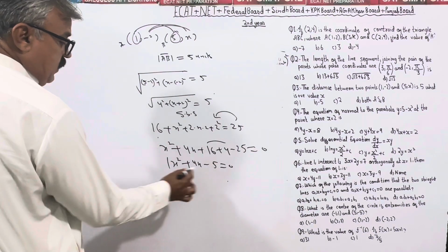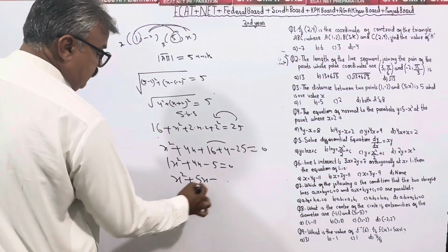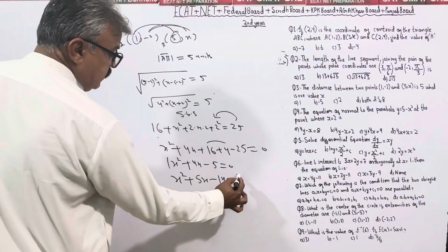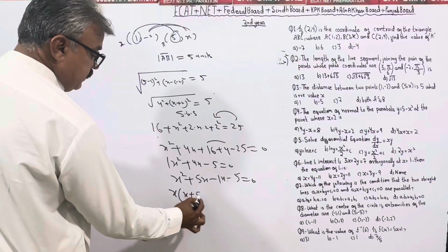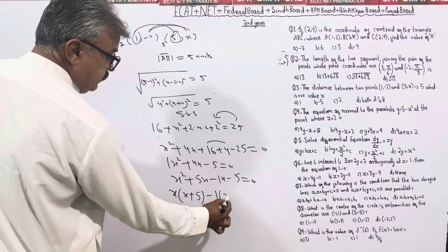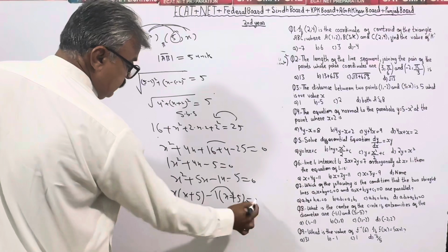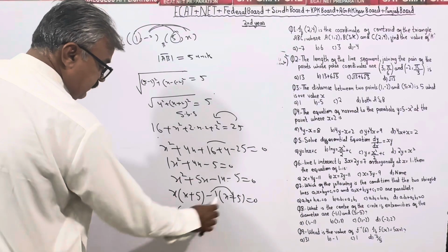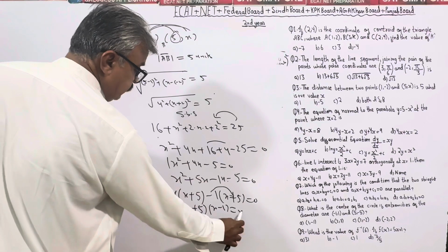Do the middle term breakup: 1 and 5, 5 minus 1 is 4. We have x square plus 5x minus 1x minus 5 is equal to 0. Taking x common, x plus 5, and minus 1 common, change the sign, it will become positive. Then x plus 5 is overall common. One bracket is x plus 5, the other is x minus 1.